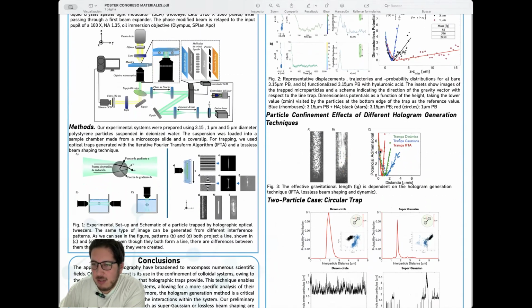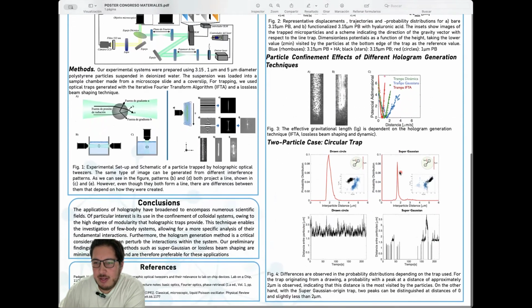Here we compare 3 different methods: a dynamic trap in green, a trap generated with the IFTA algorithm in red, and lossless beam shaping in blue. Each technique gives us a different value of LG. This is the first direct proof of our main idea. The algorithm used to create the trap changes the physical force that the particle experiences. This is a critical result because it shows that even for a simple trap, the choice of software can change the outcome of the experiment.